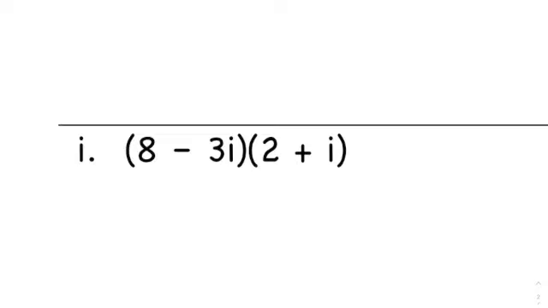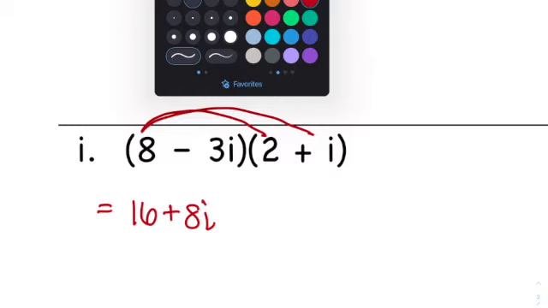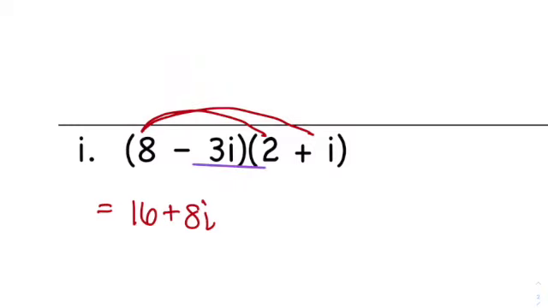Again, this is the same kind of thing. It's like FOIL, or you can just do the first term times the second parenthesis. You have 8 times 2 is 16. 8 times positive i is going to be plus 8i. Then I am going to do the next set: negative 3i times 2 and negative 3i times i. So that's going to be negative 6i, and that's negative 3i squared.